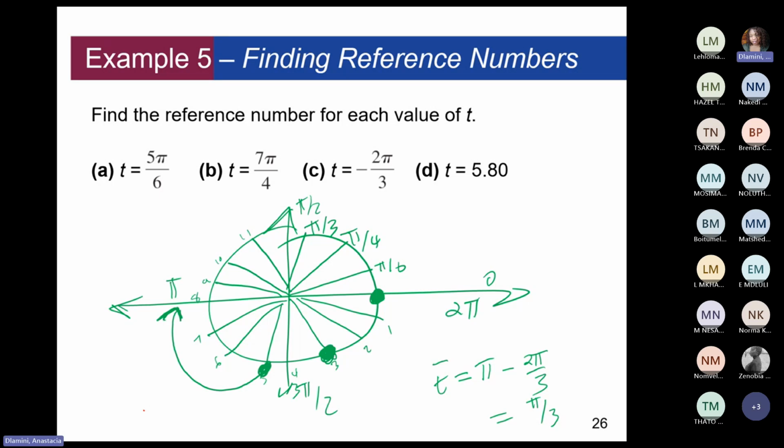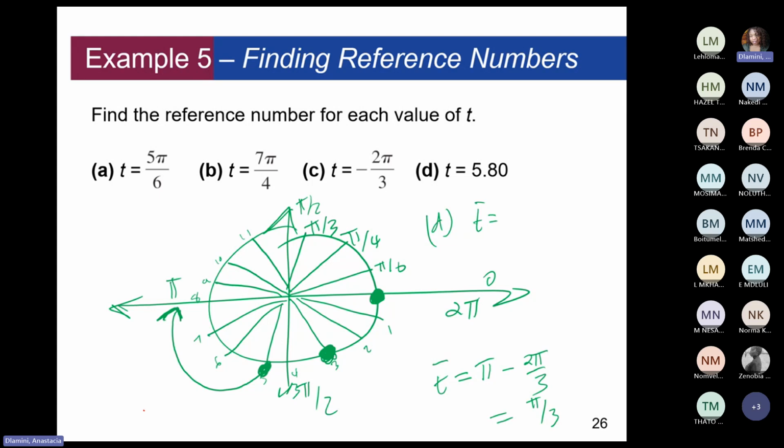Are we all together with reference numbers, guys? Yes, ma'am. And then D. What is D, guys? You don't know? Do we have to convert, like maybe pi is 3.14, then minus that? I'm not sure. Okay, find where 5.8 is.